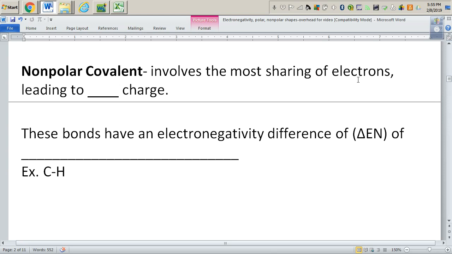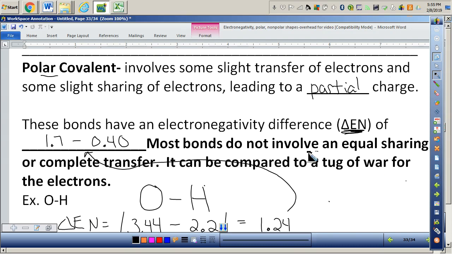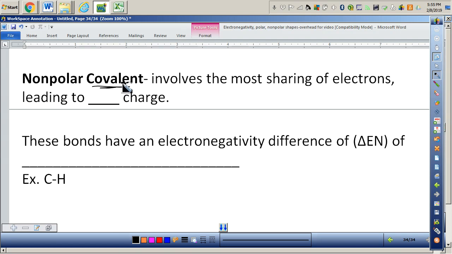Okay, and then the third type of bond. Now notice that polar was a type of covalent. Go back and look at that again. Polar is a type of covalent. And then you also have non-polar covalent, where polar covalent has partial charges and you have this part sharing, part transfer. Non-polar is mostly sharing, and it leads to what we say is no charge. Okay, there might be some slight transfer, and so you could say that there's a minimal charge, but for the most part, we're just going to say it's no charge.